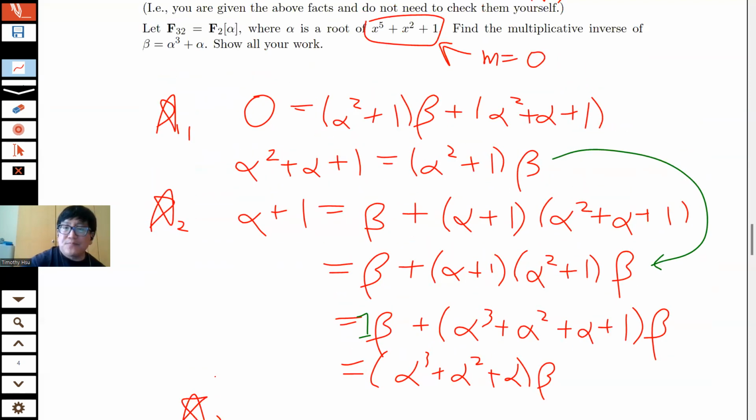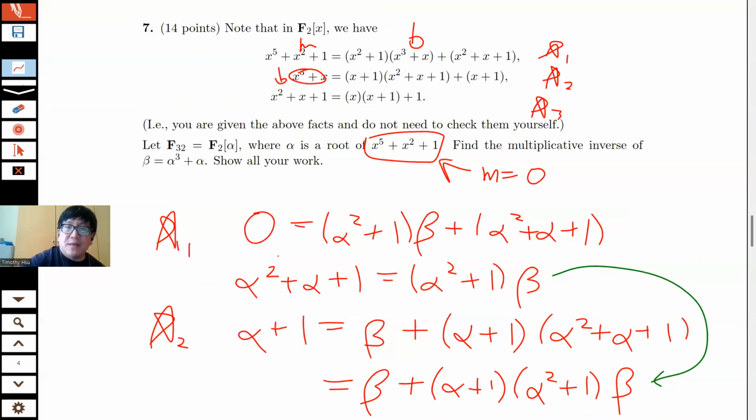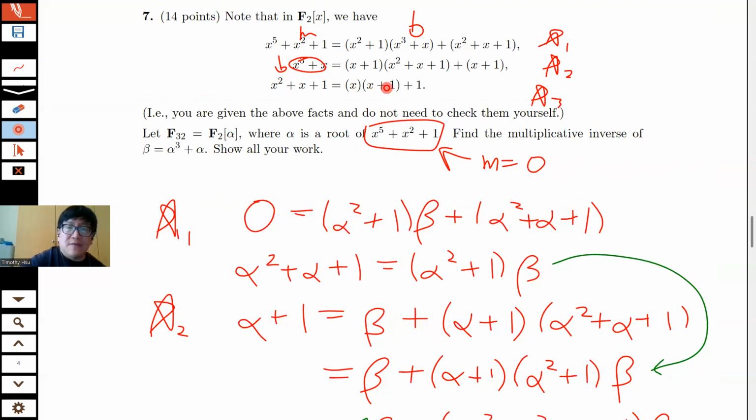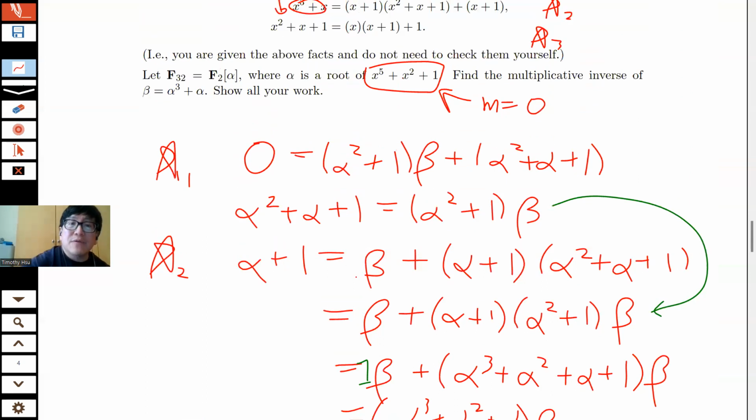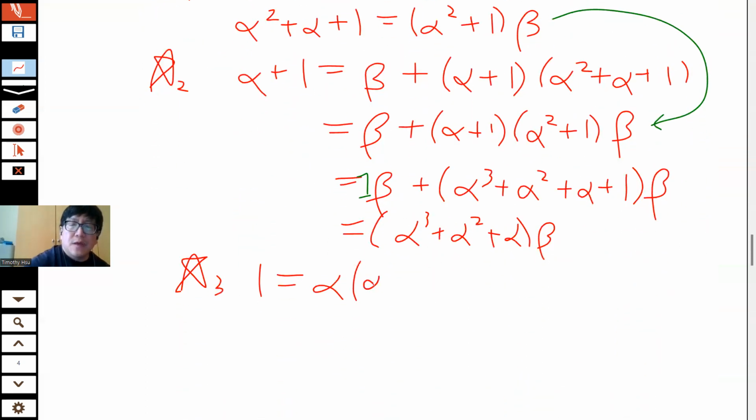All right, step 3. So step 3 says, if you look at star 3 over here, this says that pushing this stuff over to the other side, we see that 1 is equal to alpha times, it was alpha plus 1? Yeah. Alpha plus 1 plus alpha squared plus alpha plus 1.